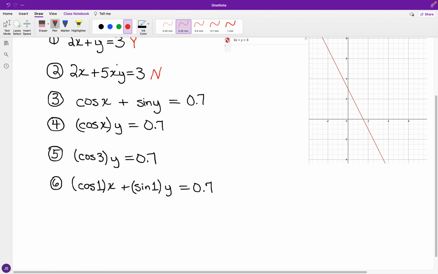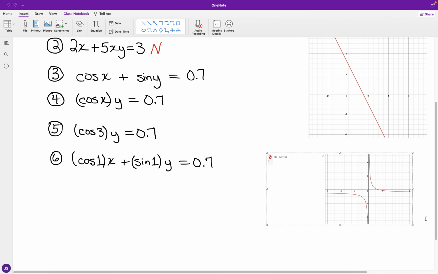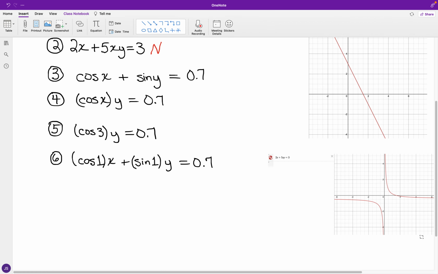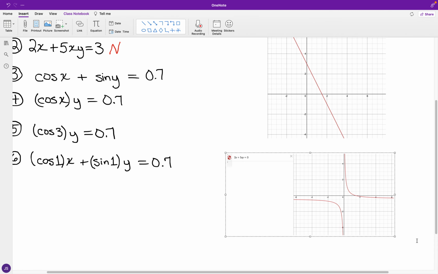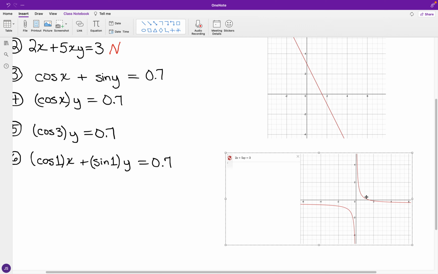And for the image of 2x plus 5xy is equal to 3, if I were solving for y, I would have a rational expression where the graph would be split up, involving a vertical as well as a horizontal asymptote. So in this case, the second equation is nonlinear.